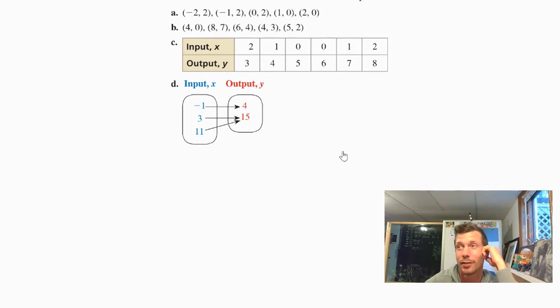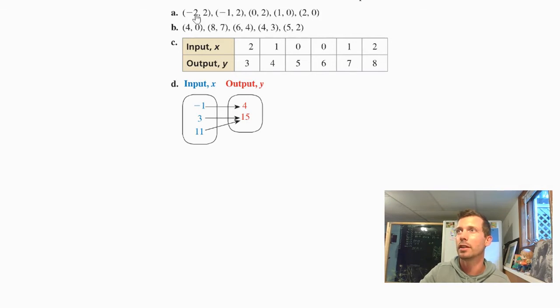All right, so hopefully you paused, hopefully you wrote that down. Now we're going to get into each one of these. So remember what we talked about with a relation. Let me restate that. A relation pairs each input, so each input has to have exactly one output.